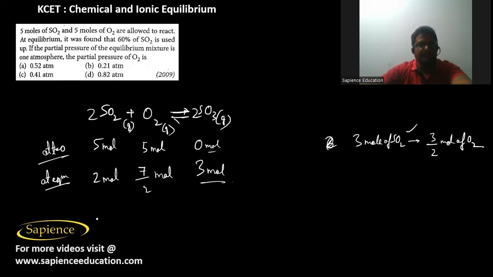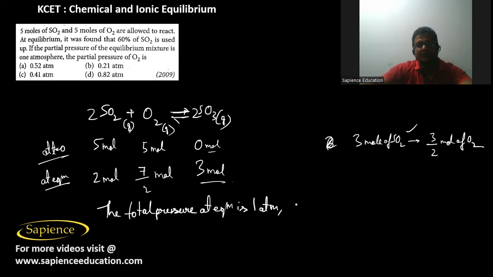Now the total pressure of the equilibrium mixture is 1 atmosphere. The total pressure at equilibrium is told to be 1 atmosphere. So the partial pressure of oxygen will be equal to the mole fraction of oxygen in the mixture times the total pressure of the equilibrium mixture.